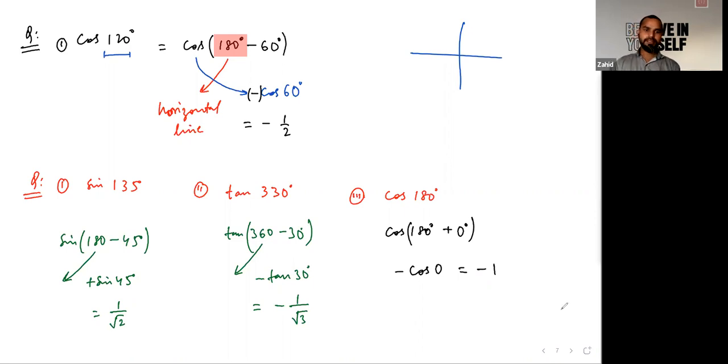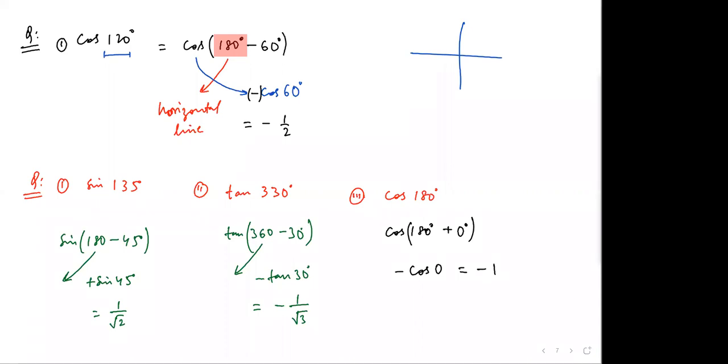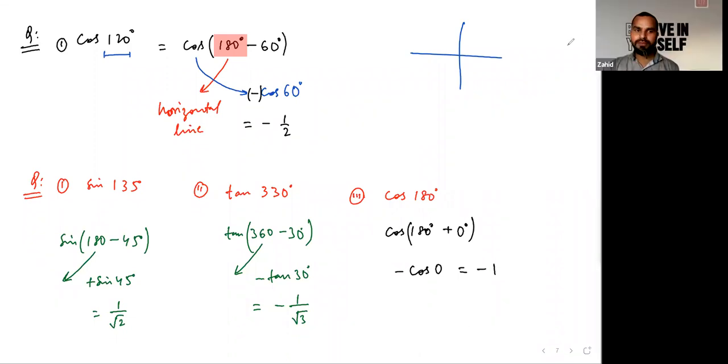Mamuna, I think you have wrongly done the first part. Sine would be positive in the first and second quadrant. So your answer would be positive 1/√2.